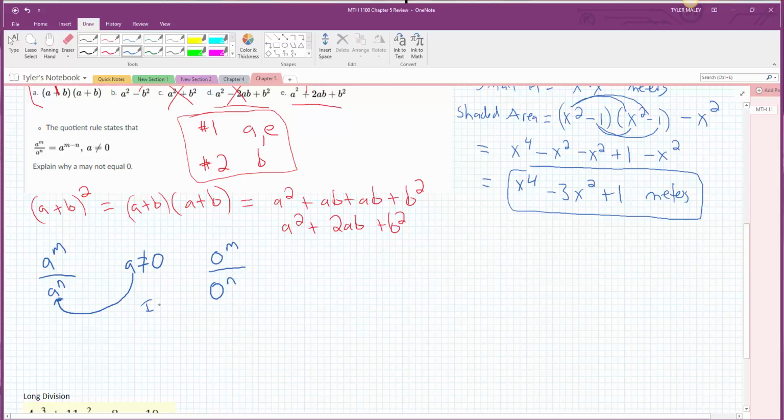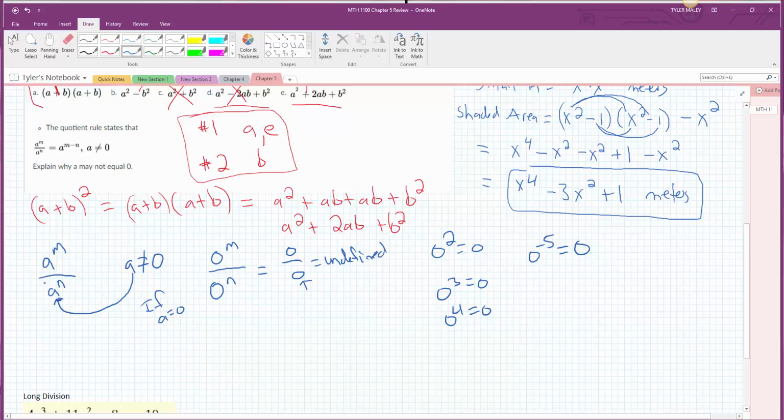If a were 0, this would essentially just be 0 over 0, right? Because 0 to any power, as long as the power is not 0, we get 0 back, right? So in other words, 0 squared is 0, 0 cubed is 0, 0 to the 4th is 0, and so on, right? 0 to the negative 5th power is still 0. And we can't divide by 0, right? So that would make this undefined.